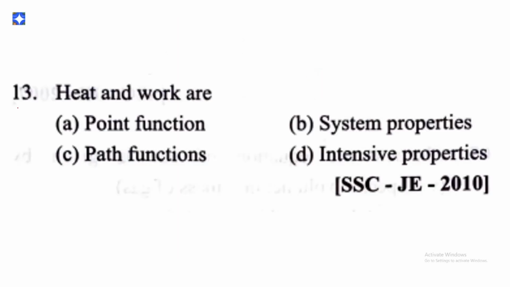So let's move on to the next question. Heat and work are... already we have seen in the previous session about point functions and the questions related to that. Heat and work are generally path functions. The options are: option A, point function, option B, system properties, option C, path functions, and option D, intensive properties. The correct answer is very simple.